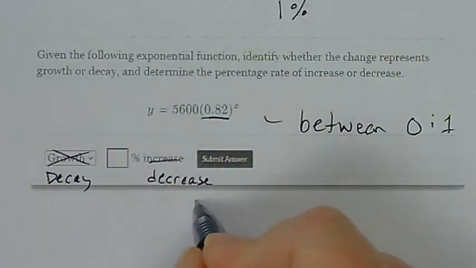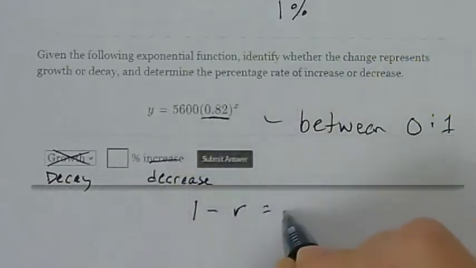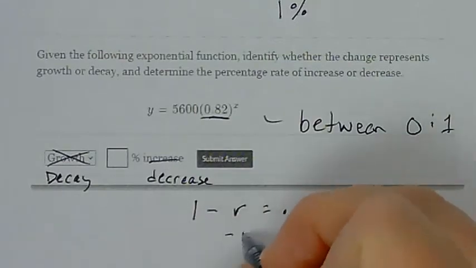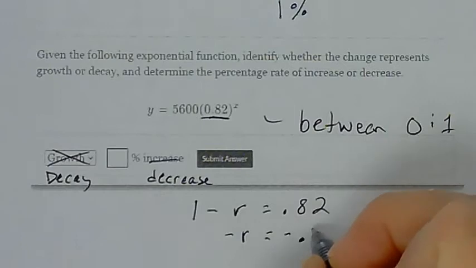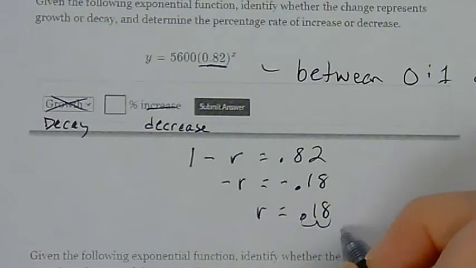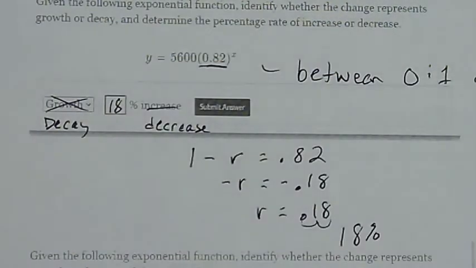So the factor is 1 minus R equals, and ours is 0.82. So what would I subtract from 1 to get 0.82? So we would say negative R equals negative 0.18. So R equals 0.18. So since it's 0.18 as R, move the decimal 2 places, and that means this would be an 18% decrease.